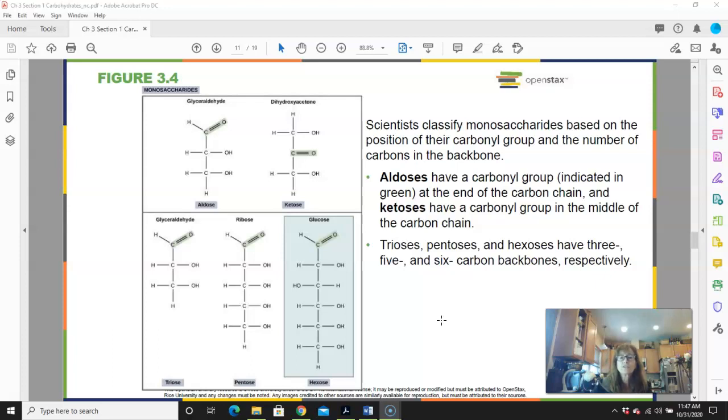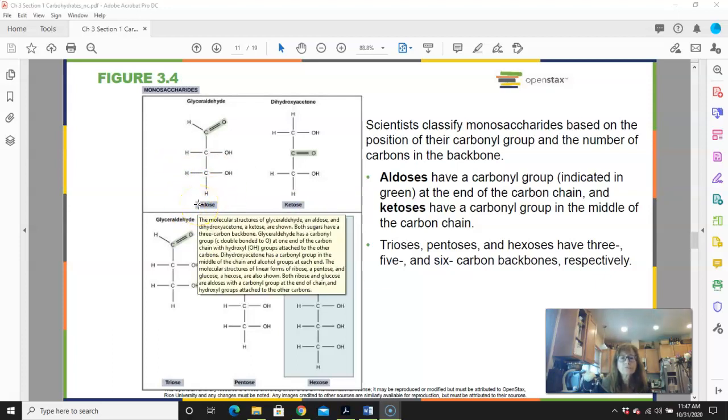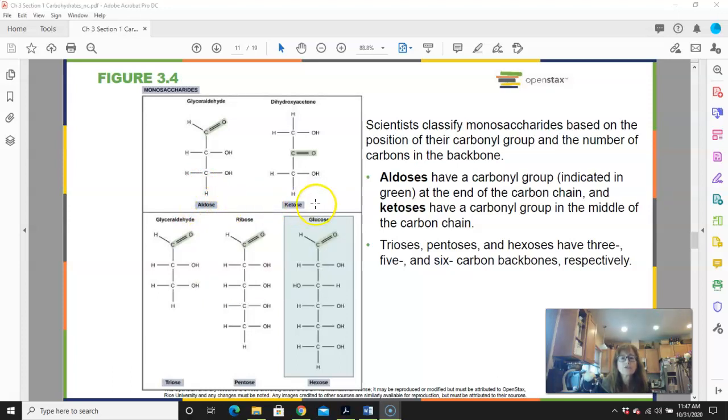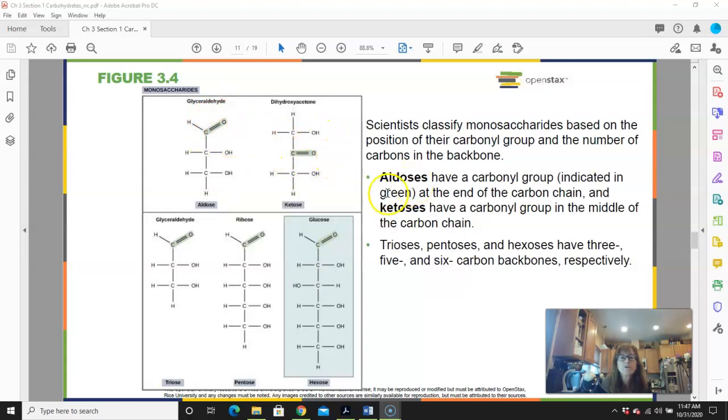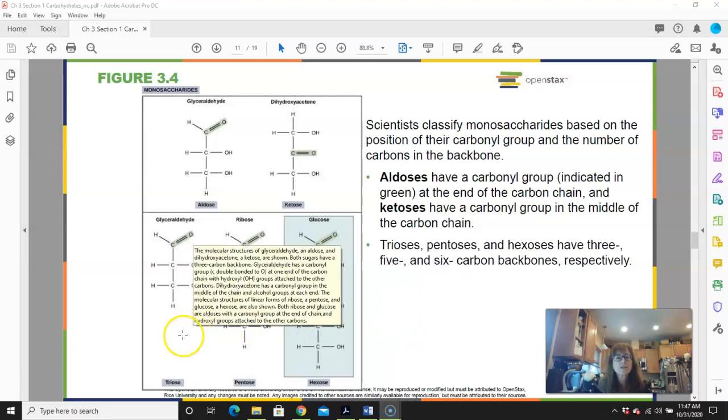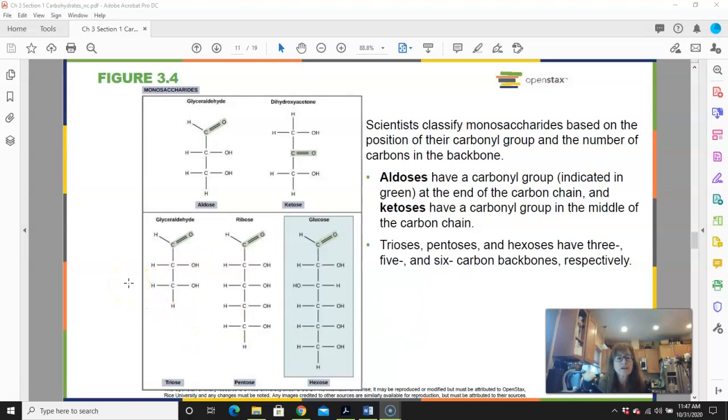On the left, you can see an aldose. On the right, you see a ketose. So notice the placement of that carbon with the double bonded oxygen up here, or in the middle for the ketose. If you look below, you're seeing some of those same ones, like here's the glyceraldehyde, which has 3 carbons. It's an aldose sugar.